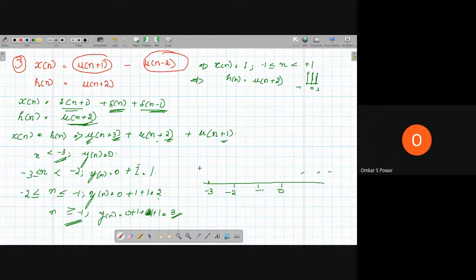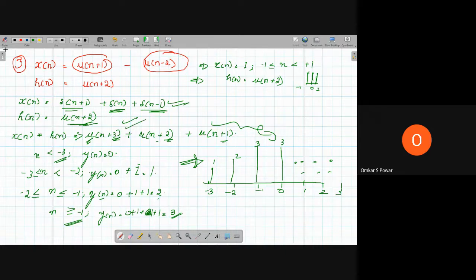-3 to -2, the value is 1 here. And n -2 to -1, the value is 2. Then n greater than -1, all the values are 3. So this pattern continues, this 3. Okay. So for 1, 2 and 3, this is the same thing like the previous one, only this one I had to show you.